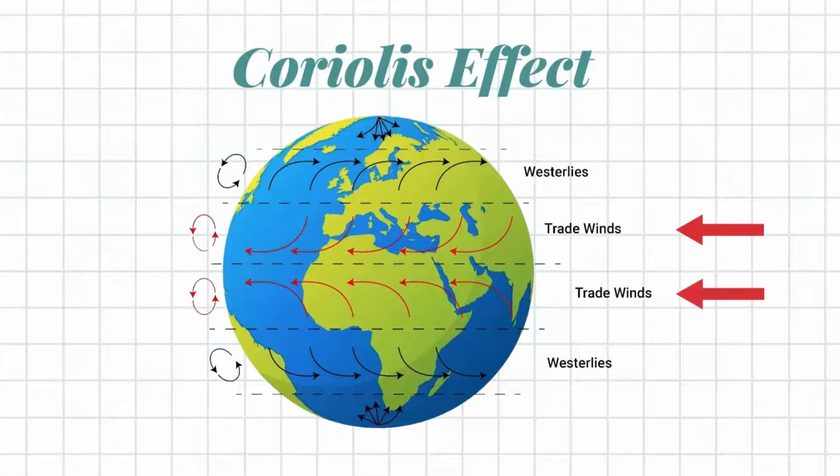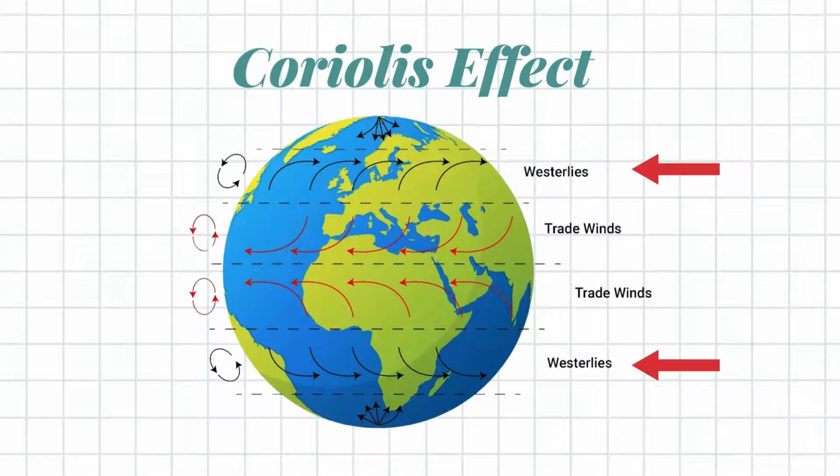This is why winds in the northern hemisphere turn to the right and in the southern hemisphere turn to the left. Trade winds are found between the equator and 30 degrees latitude in both hemispheres. These winds blow from the east to the west and are responsible for driving tropical storms and ocean currents. The westerlies are found between 30 and 60 degrees latitude. They blow from west to east. These winds play a critical role in the movement of weather systems across temperate zones.